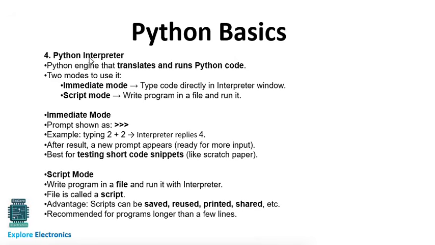Here the Python engine will translate the code and run the Python code. We need two modes to use it. Let us see immediate mode and script mode. Immediate mode is to type the code directly in the interpreter window, but script mode is to write the program in a file and run it. Let us see with an example.